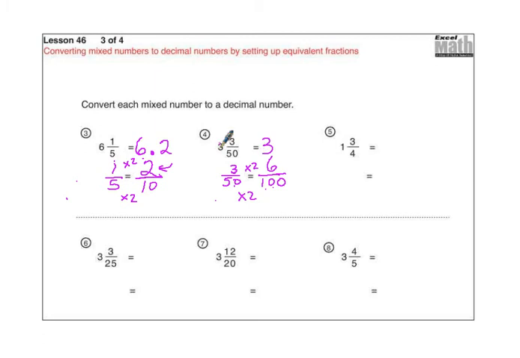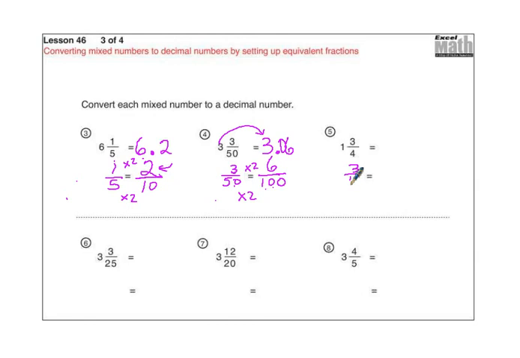So we'd say that this is 3. Don't forget the whole number there now. 3.06, not 3.6. 3.6 is 6/10. 3.06 is 6/100ths. All right, let's go to number 5 now. Pause the video, turn it back on when you're ready to see the solution.